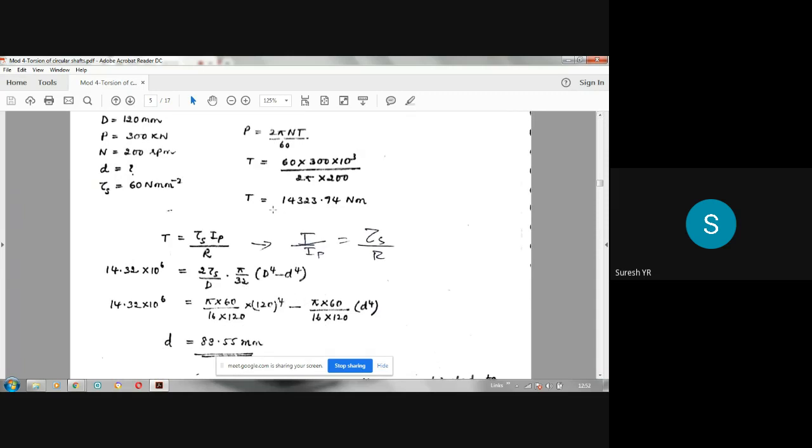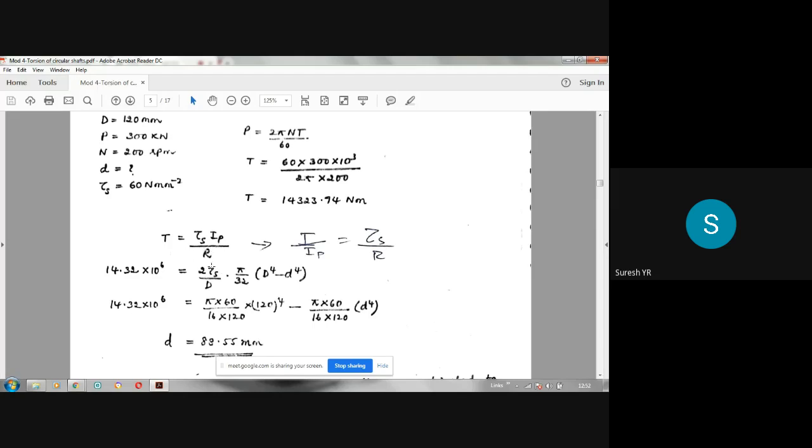Next, after this, you have to use the next equation, that is the torsion equation. Torsion equation is tau s by R is equal to T by IP. If you use that equation, then what is the unknown? The unknown is small d. IP for a hollow circular section is pi by 32 into D power 4 minus d power 4. That is your IP.